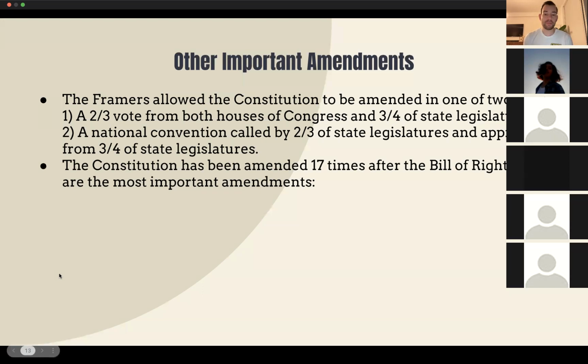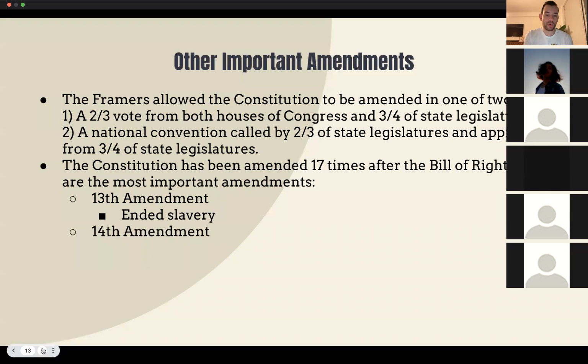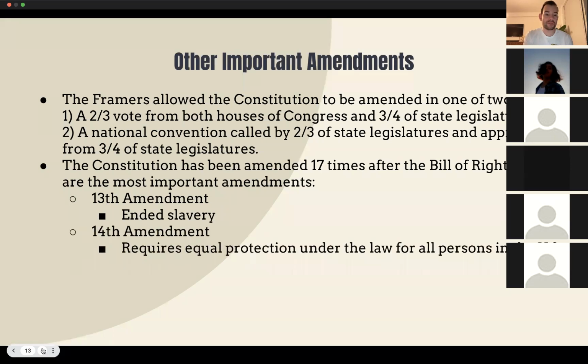Now, the Constitution has been amended 17 times after the Bill of Rights. Here are some of those most important amendments. 13th Amendment, right after the Civil War, ended slavery, massively important. 14th Amendment, again after the Civil War, it requires equal protection under the law for all persons in the US. This has been used thousands and thousands of times to protect minority rights in America.